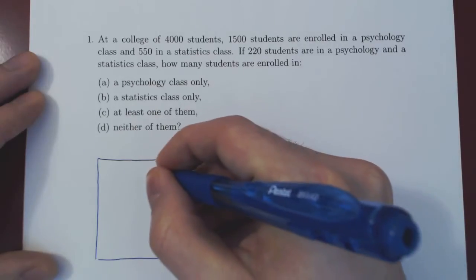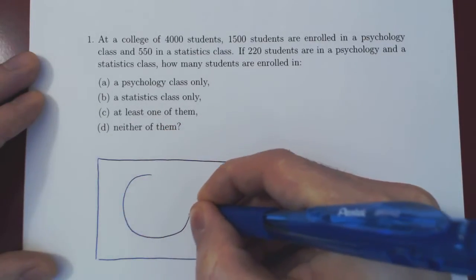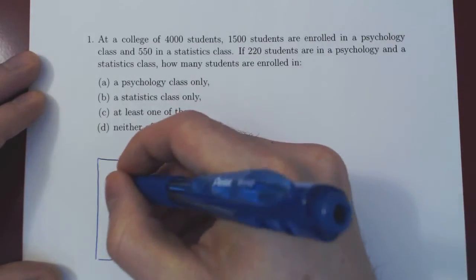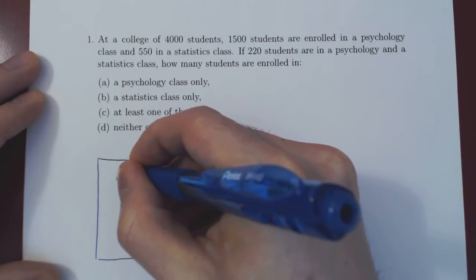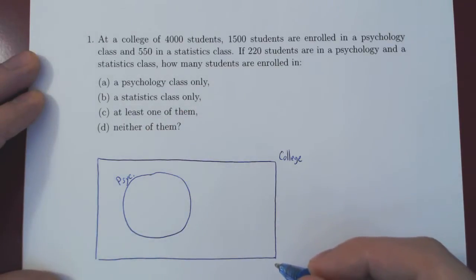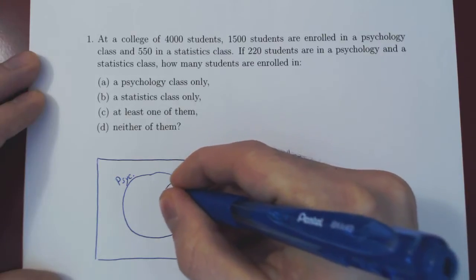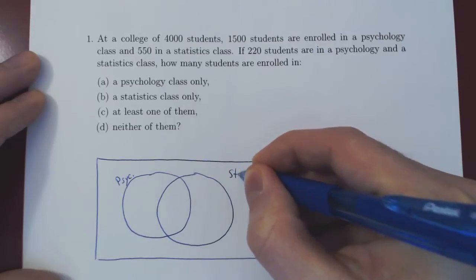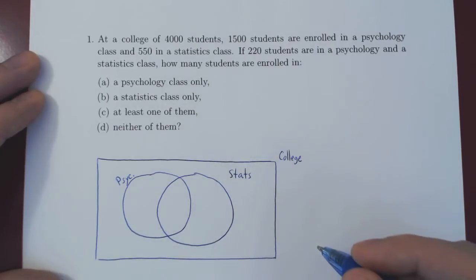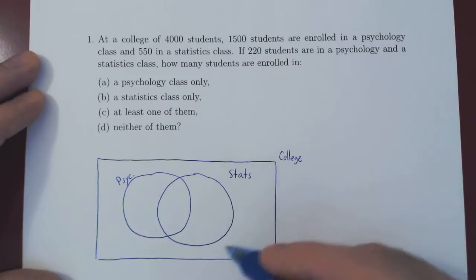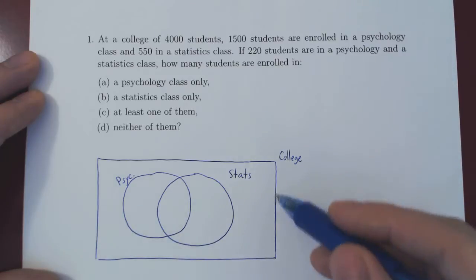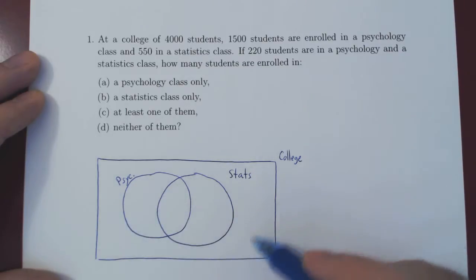So we can draw our first event and say this is the event for psychology. And the second event for statistics. And if you're outside of these two circles, then you're neither in psychology or statistics. And in total, in this rectangular box, there should be 4,000 students.